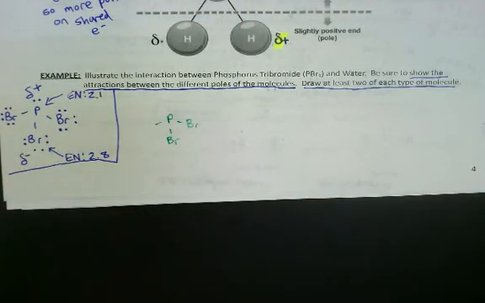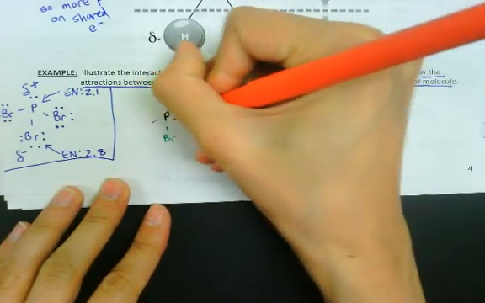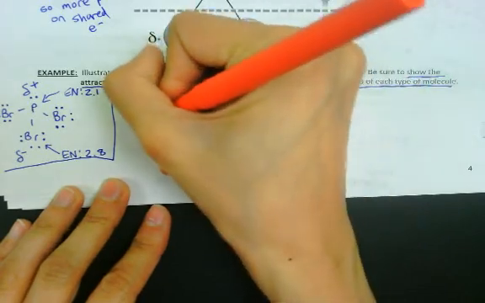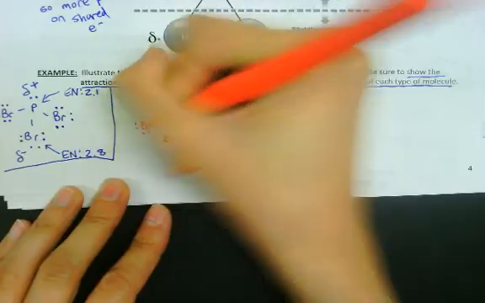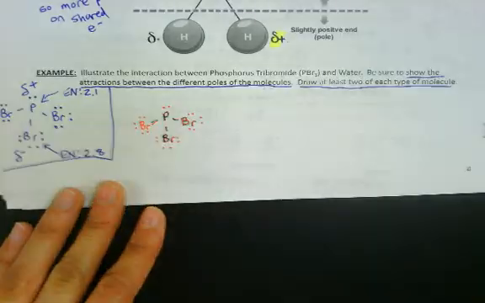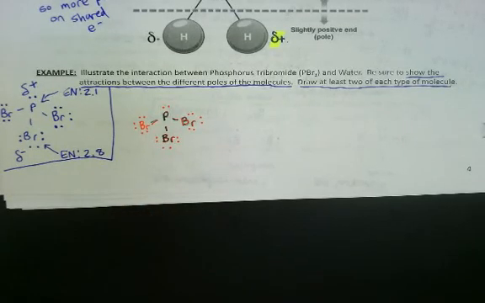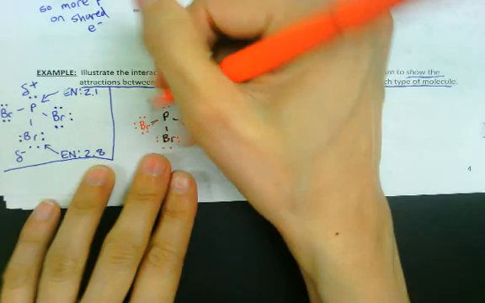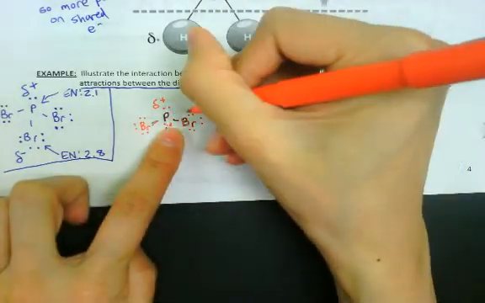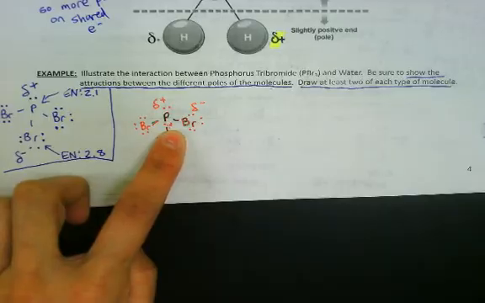This is not a very good marker. I'm going to switch one out. Maybe I'll do this. That's better. Okay, let's go ahead and do a little red. Sorry for the marker color switch, but I'm going to draw that one in red. This is our phosphorus tribromide. As a reminder, this phosphorus atom is the partial positive pole, and this bromine is the partial negative pole.